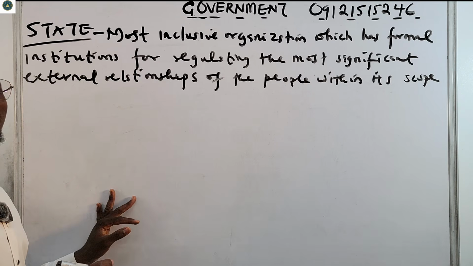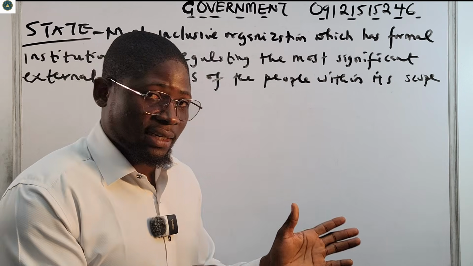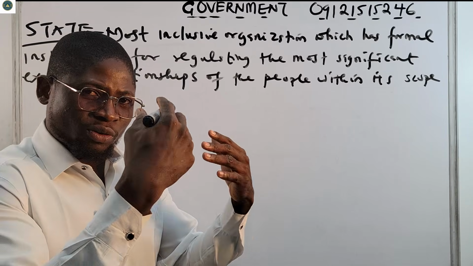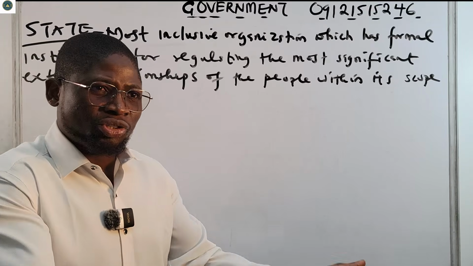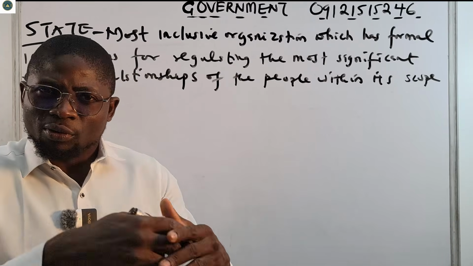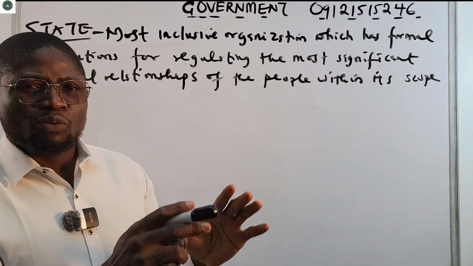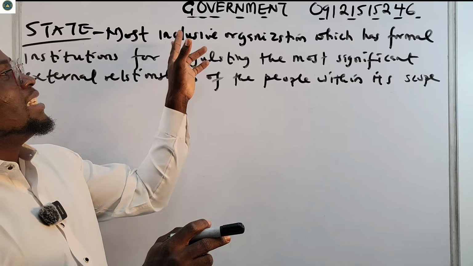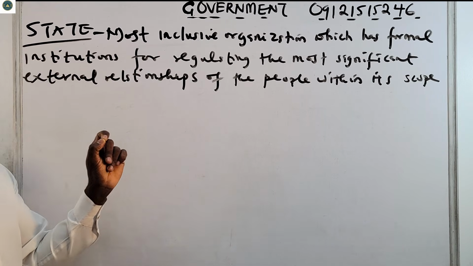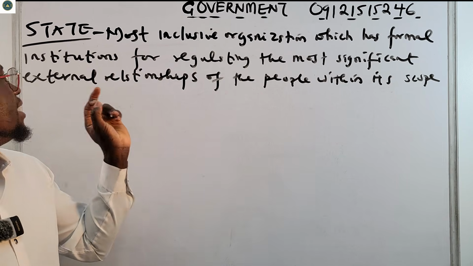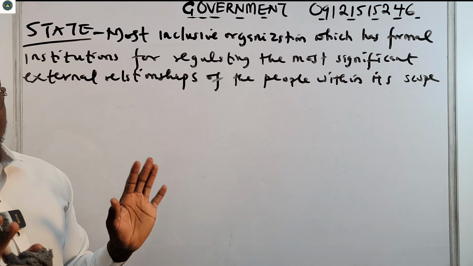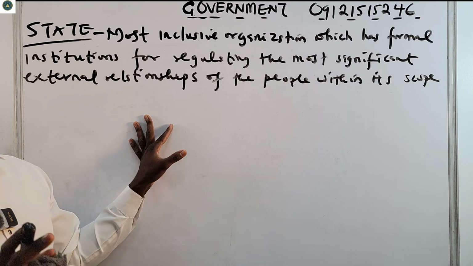It is the most inclusive. For example, we said Nigeria is a state, isn't it? It is sovereign, it has its own people, it has its own defined boundary, and it makes its own rules and laws guiding the people within Nigeria. That is what a state is: the most inclusive organization which has formal institutions for regulating the most significant external relationships of the people within its scope.